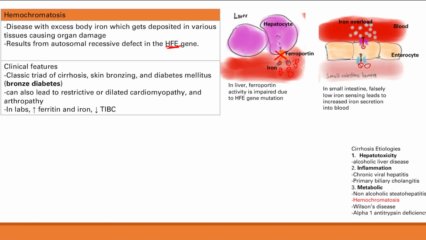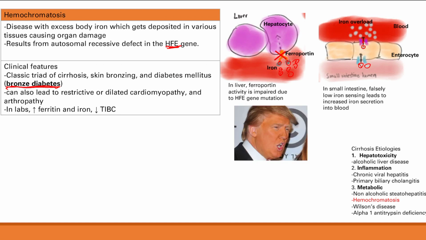So clinical features, I told you, iron's going to get deposited in various tissues, specifically the skin and the liver. You can also get it in the heart and in the joints, okay? So you're going to get a classic triad here, or bronze diabetes. So it's cirrhosis, skin bronzing, and diabetes mellitus. The skin bronzing looks like that, okay? Trump doesn't have hemochromatosis, but that's what skin bronzing looks like. Hemochromatosis, bronze diabetes. Very classic triad. Okay, so memorize that, know it. Bronze diabetes is classic for hemochromatosis.